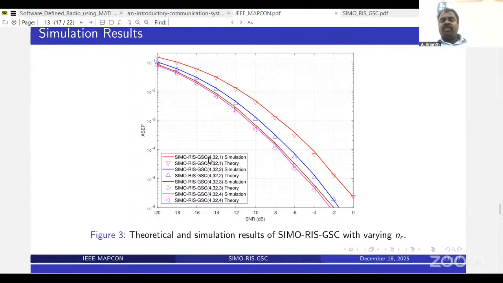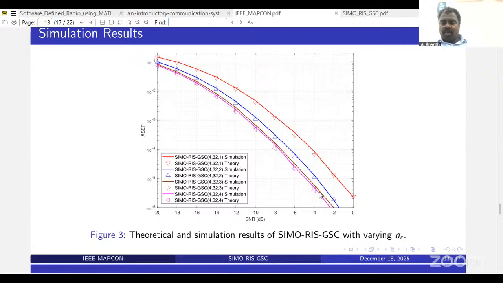Here, 4,32,1 indicates we have assumed 4 receiver antennas, 32 RAS elements, and only 1 receiver antenna out of the 4 is used for signal reception. There are 4 antennas, but I am going to choose only 1 for signal reception and decoding. This is for simulation and theory. And this is for 2 antennas, 3 antennas and 4 antennas. The system 4,32,4 marked with magenta color indicates the performance of SIMO RAS. Whereas this red indicates selection combining.